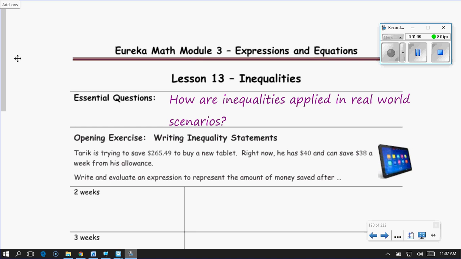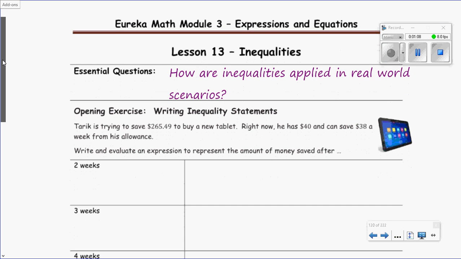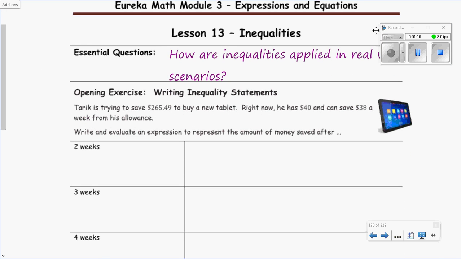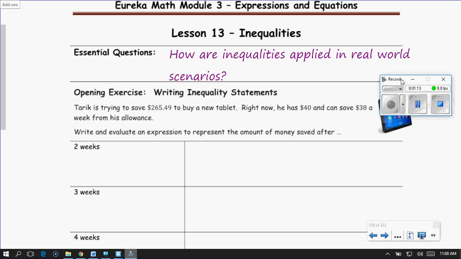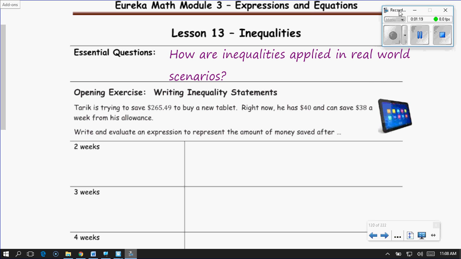We're going to do this opening exercise, and it says that Tarek is trying to save $265.49 to buy a new tablet. Right now, he has $40 and can save $38 per week each week from his allowance. We're going to write and evaluate an expression to represent the amount of money saved after 2 weeks.